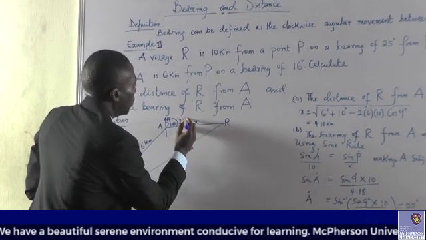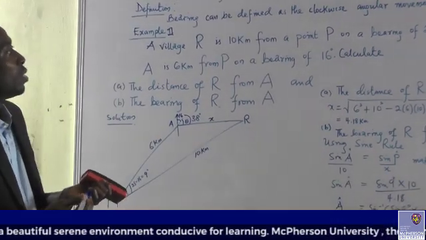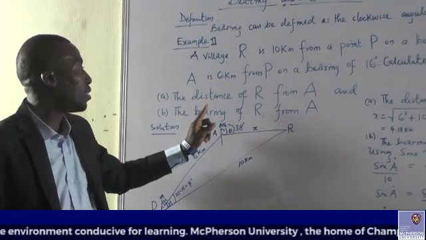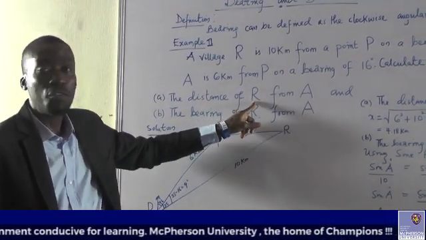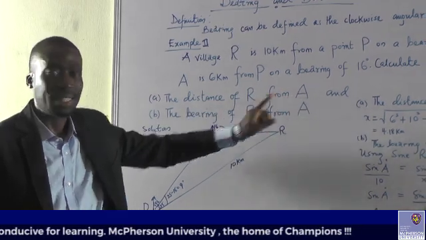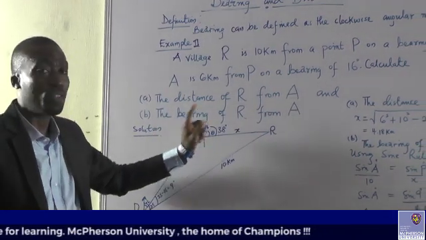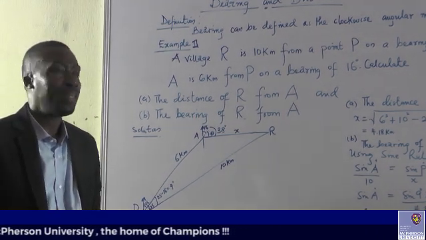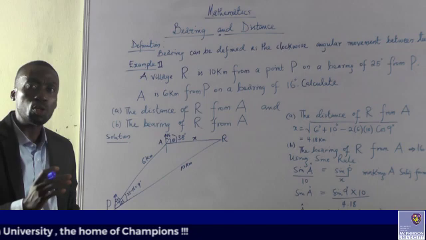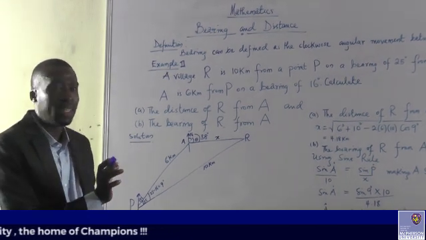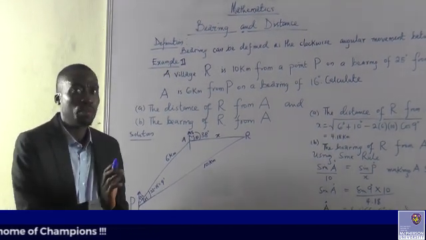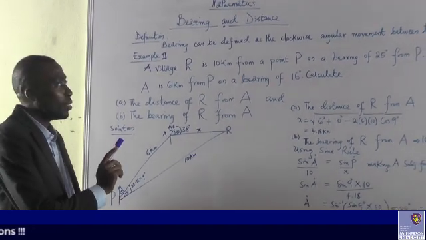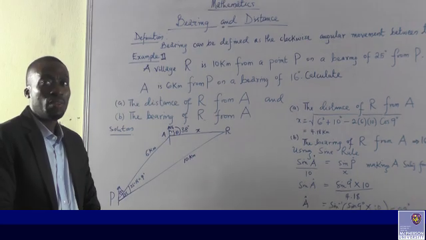So 38 degrees is the bearing of R from A. We have learned two things today: the distance of a point from its starting point, and also the bearing of a point from the starting point. Two things to bear in mind are that our angle is taken clockwise, and we must start from the North Pole and end also in the North Pole. So with this, we've come to the end of the class.